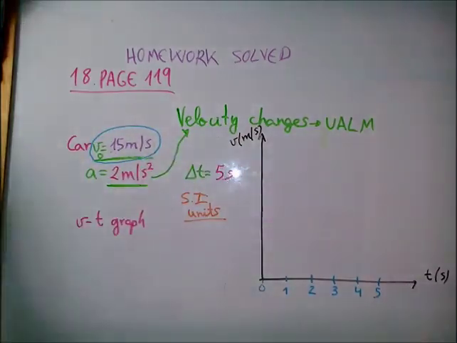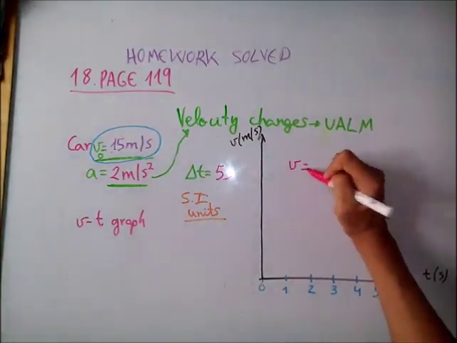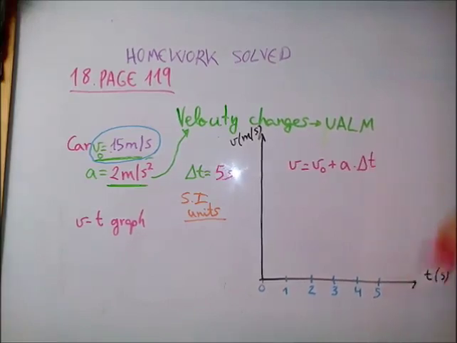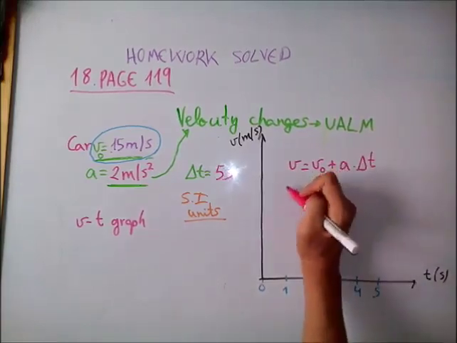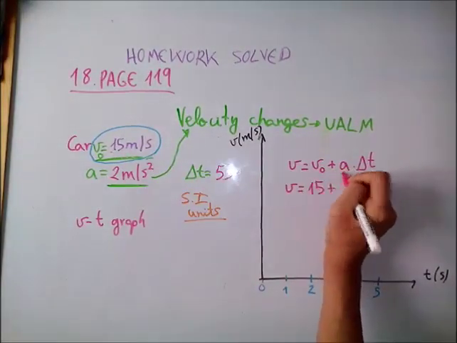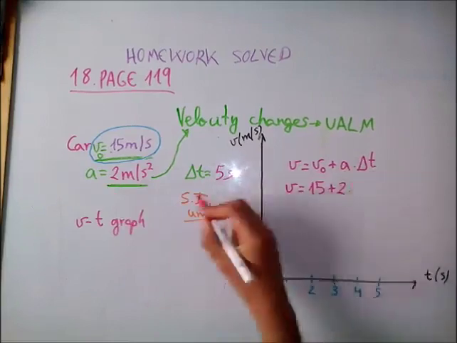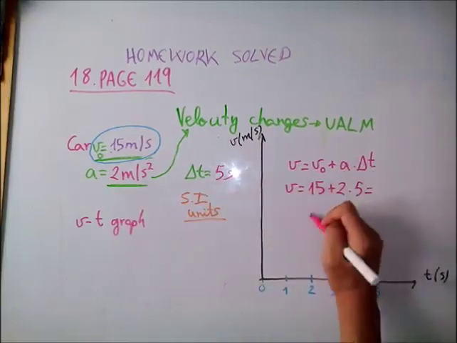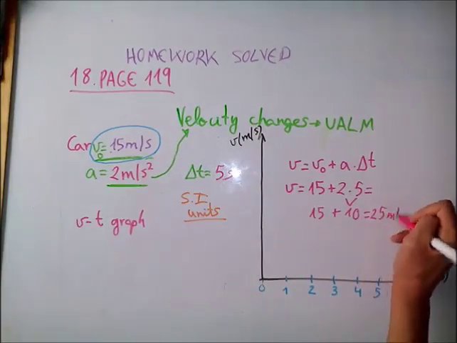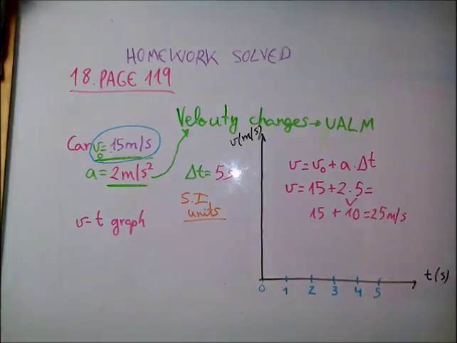So let's see what the final velocity is, okay? We have the velocity equation, which is v equals v0 plus a times time, okay? And we can replace it. So v equals initial velocity, which is 15, plus acceleration, which is 2, multiplied by 5. So this is 15 plus 10, which is 25 meters per second. This means that after 5 seconds, the car has reached a final velocity of 25 meters per second.